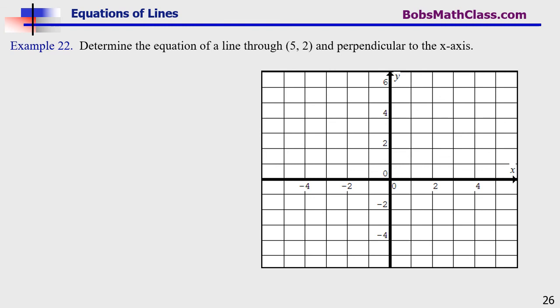All right, so let's plot our point, 5, 2. And it's perpendicular to the x-axis. The x-axis is a horizontal line, so we want a vertical line. So what's the equation of that vertical line? Right, x equals 5.